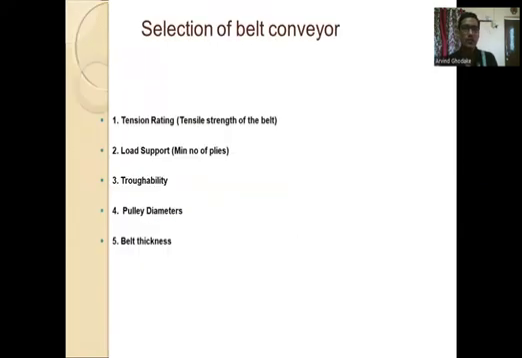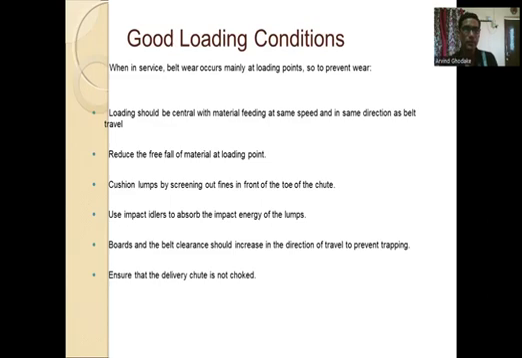Next is the selection of the belt conveyors. The first is the tension rating, that is the tensile strength of the belt. The second one is load support, that is the minimum number of plies. Then troughability, then pulley diameters and belt thickness. So these are the design parameters for the selection of the belt conveyor.